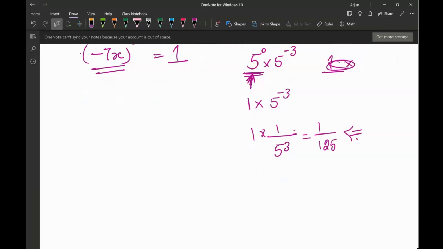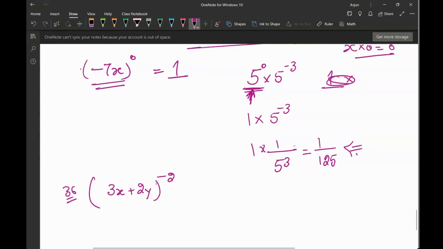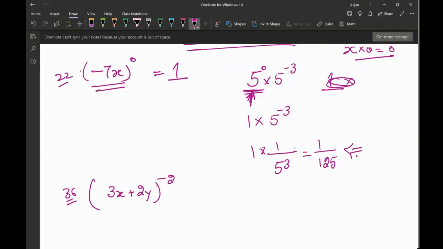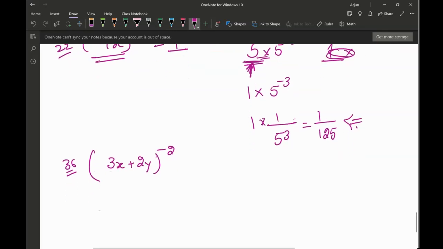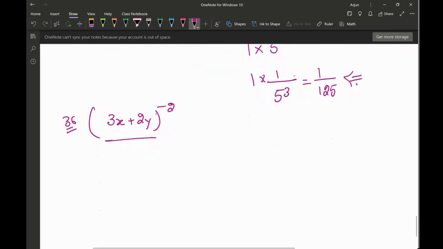Okay, now let's look into another question. If the question is 3x plus 2y raised to the power negative 2. This is question 36 I'm doing. The previous one was question 22 from the book, and there was another question. I don't remember which question I took, but anyhow, I'll now do the one in front of us.